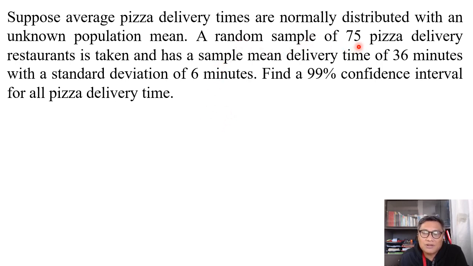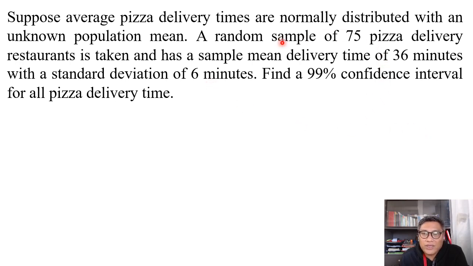So a random sample of 75 pizza delivery restaurants is taken and has a sample mean delivery time of 36 minutes with a standard deviation of 6 minutes. Find a 99% confidence interval for all pizza delivery time. Now, this one here, class, is only based on 75 pizza deliveries. So what if you're going now to consider all the deliveries of pizza in that area? What would be our expected time to arrive?